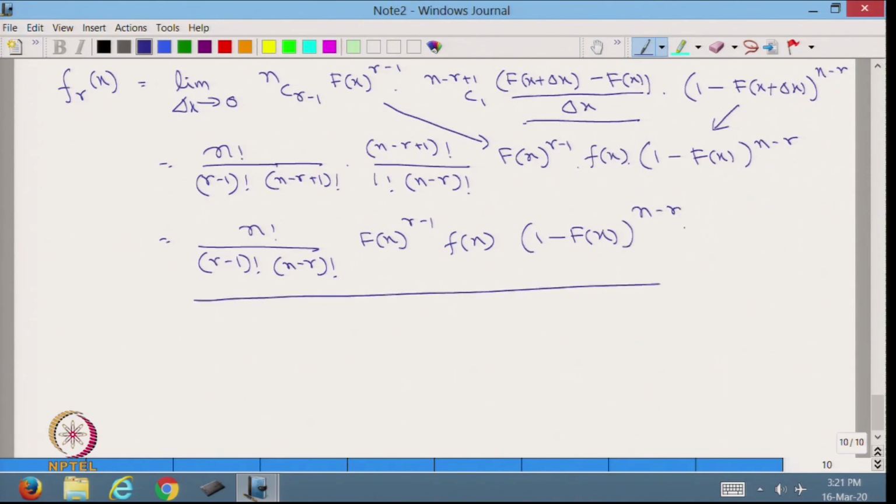So, this is mathematically justified, the way we have derived the formula. Okay, friends, I stop here today. In the next class, I shall start at this point and will solve several problems of order statistics.